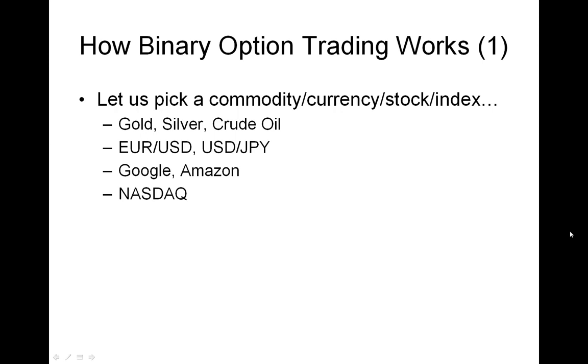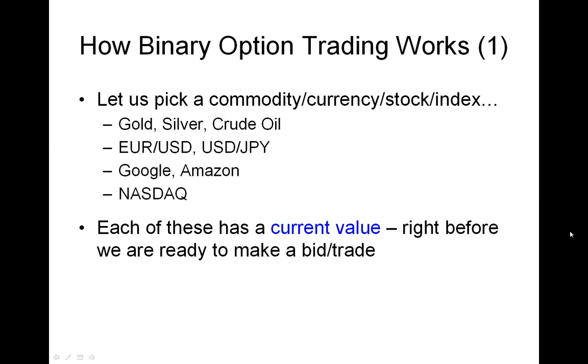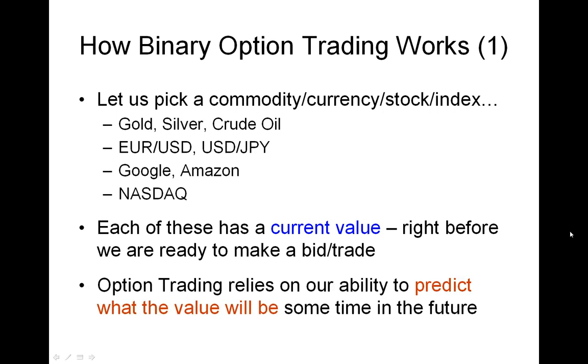Essentially, we have a commodity, and that could be anything. It could be gold, silver, it could be a foreign exchange metric, such as the euro to the US dollar ratio. It could be a stock, it could be an index. Each of these has a current value, a value right now at any given point in time before we're ready to make a bid or a trade.